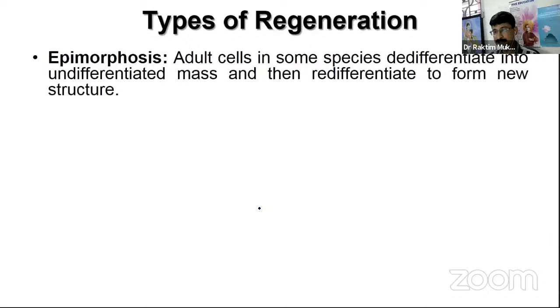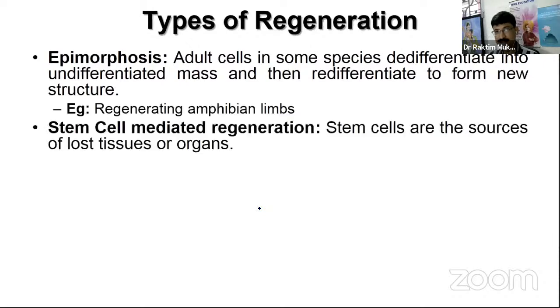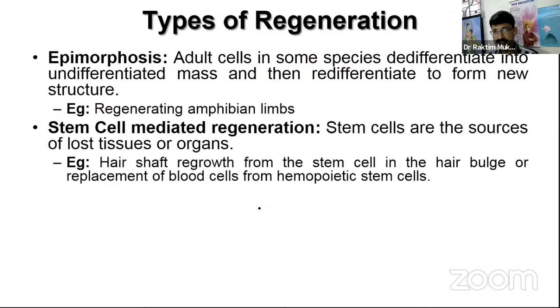The next is stem cell mediated regeneration. In stem cell mediated regeneration, the stem cells are the sources of lost tissues or organs. So the example of stem cell mediated regeneration is hair shaft regrowing from stem cells in the hair bulb, as well as the replacement of blood cells from hematopoietic stem cells. When your hair falls, again new follicles form and the entire hair grows. That's stem cell mediated regeneration.